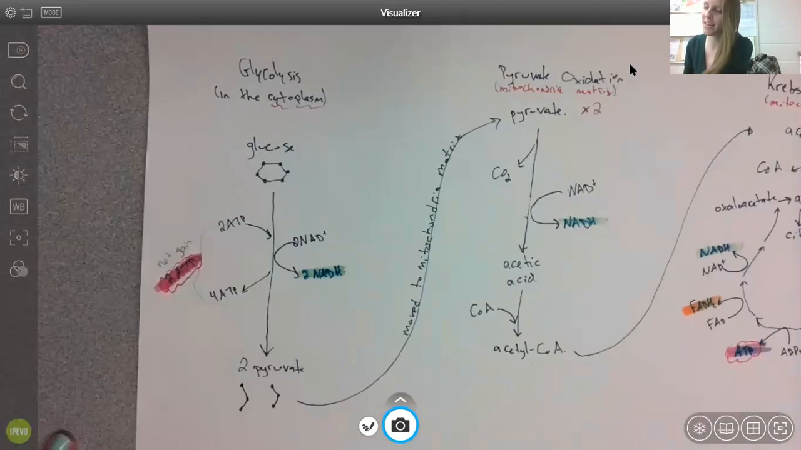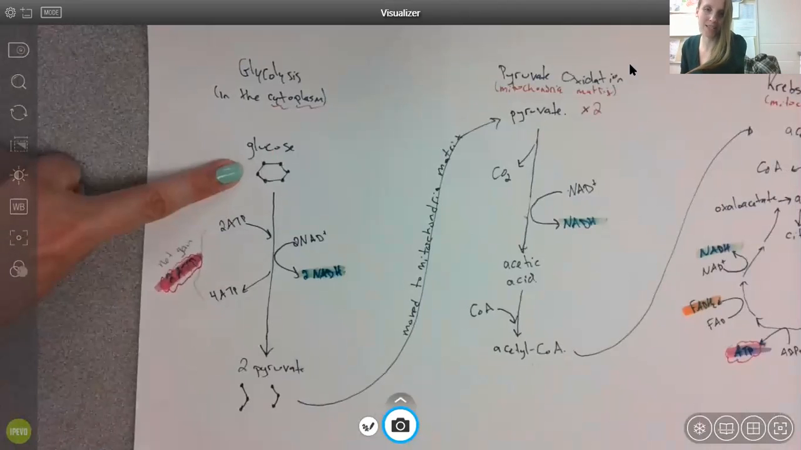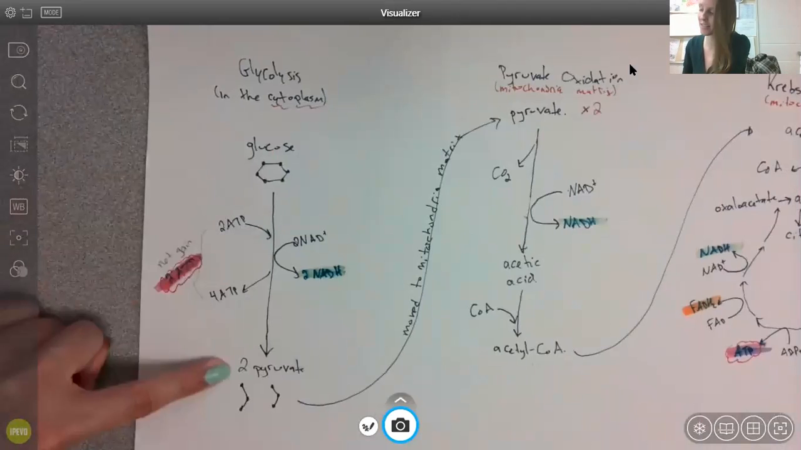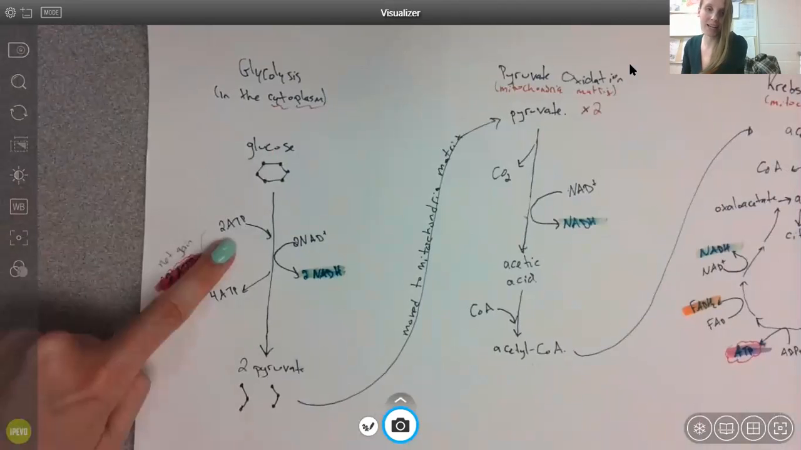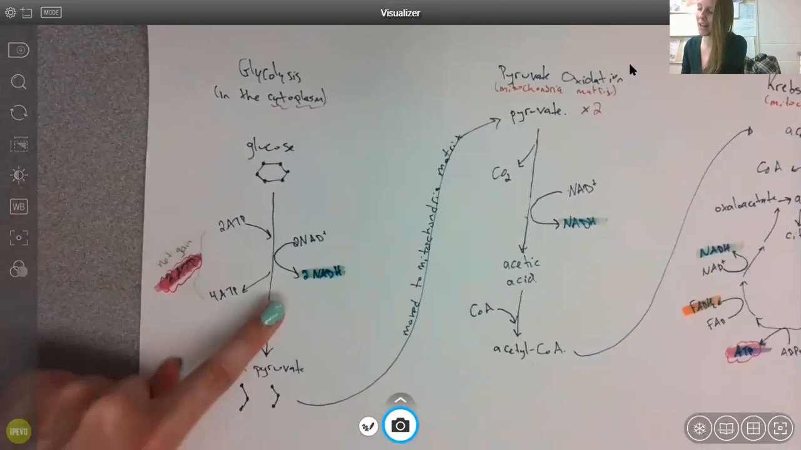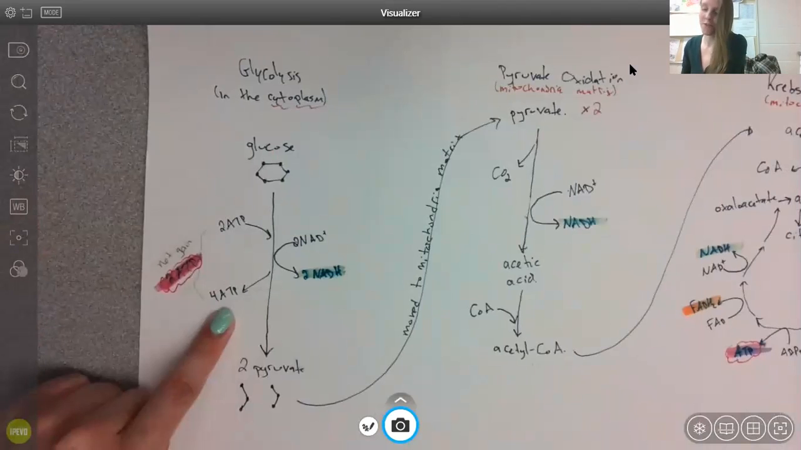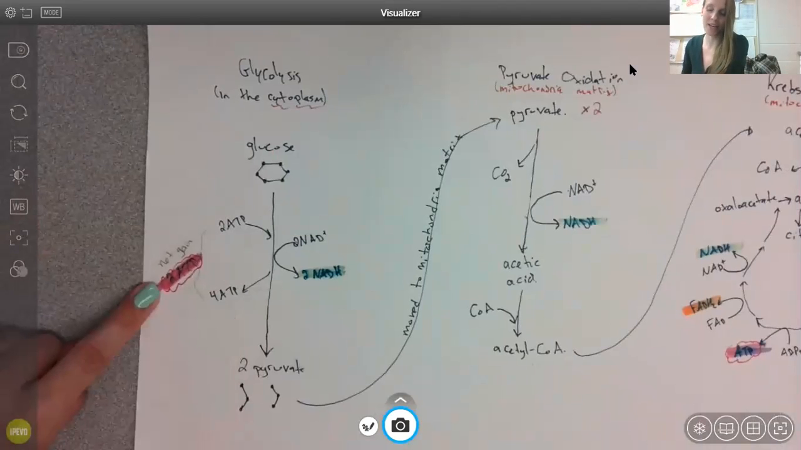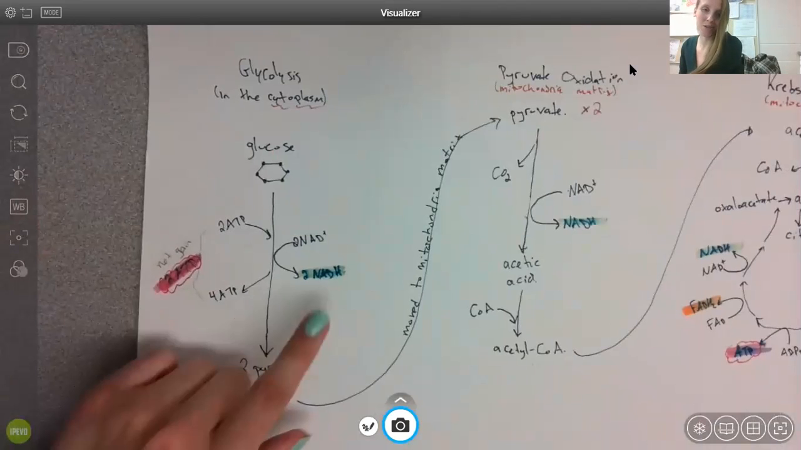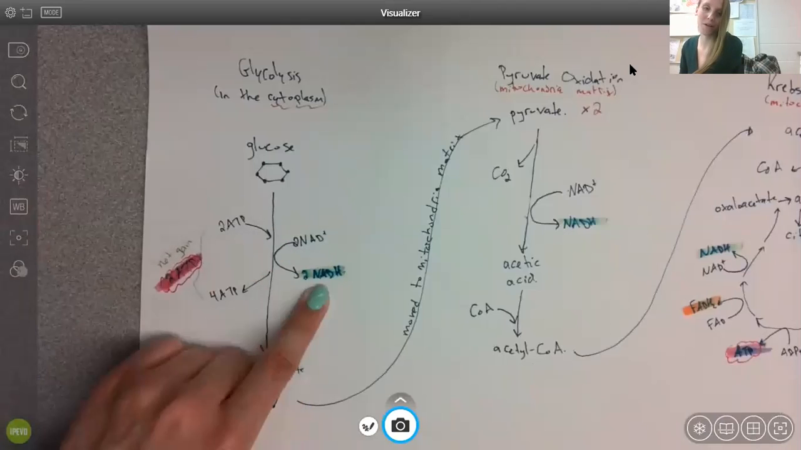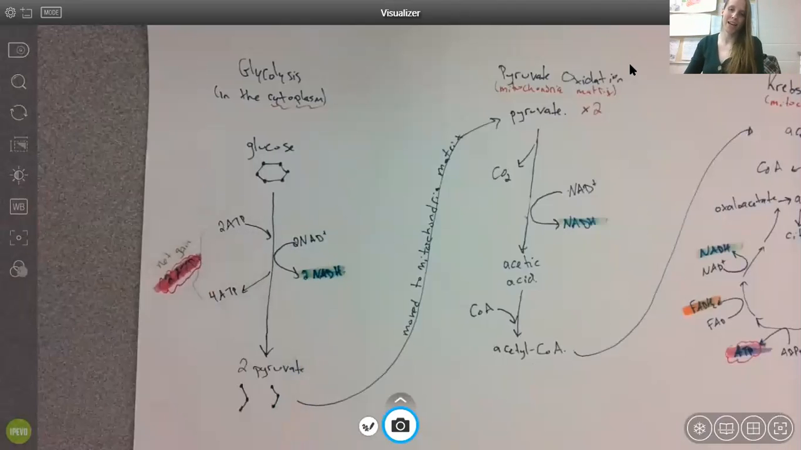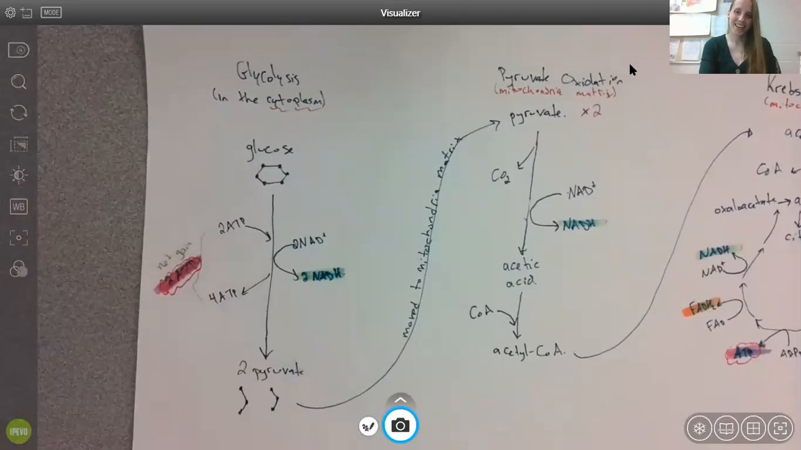Again, it takes place in the cytoplasm. We start with our glucose, which has 6 carbons in it. It's going to turn into 2 pyruvates, which each have 3 carbons. In that process, we put in 2 ATP, we get out 4 ATP for a net gain of 2 ATP. We also put in 2 NAD+, which are reduced to become 2 NADH. Okay, and then we're going to continue on from there in the next lesson.